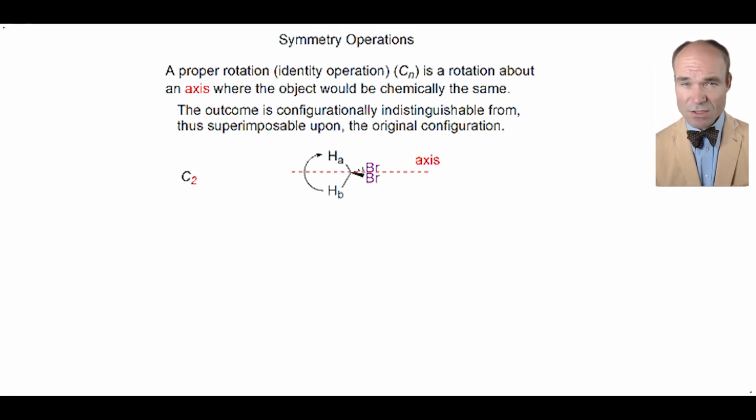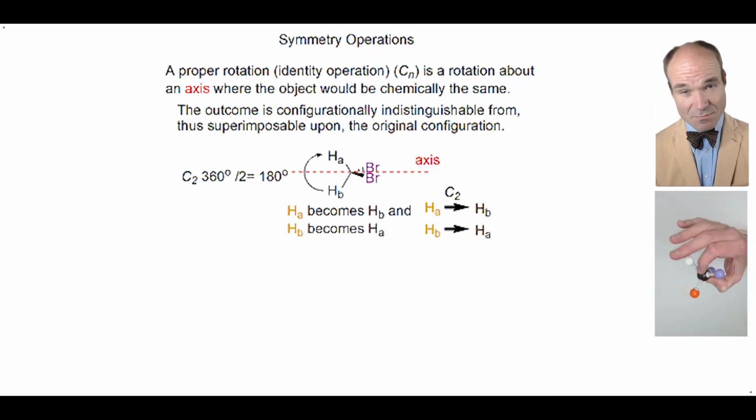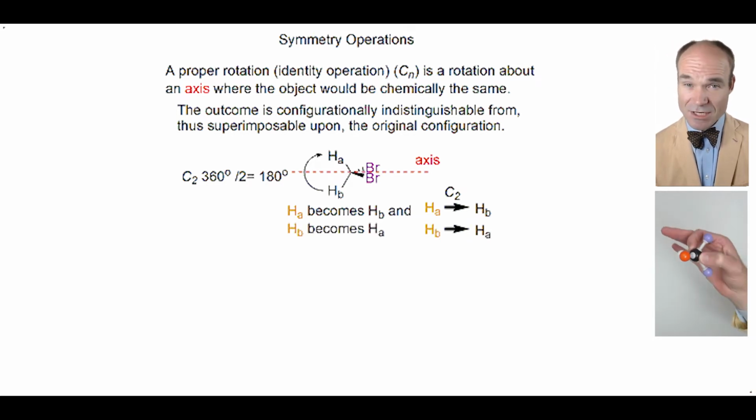With a C2 operation, the molecule will be rotated about the axis by 360 degrees divided by 2, so 180 degrees. As a result, the HA is moved to the HB area, whilst the HB is moved to the HA position.